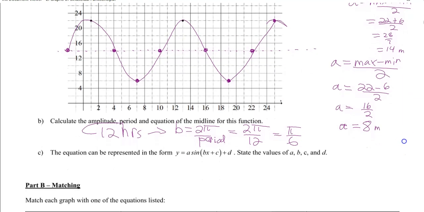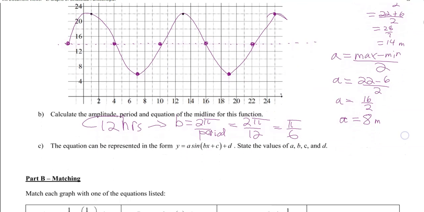So let's state, the equation can be represented by y is equal to A. Now we don't have C yet, so we're going to get C in a second. But we can write down A, 8, sine B, so pi over 6, x plus C, so we'll just leave some space here. We'll figure out C in a second. And then midline plus 14.